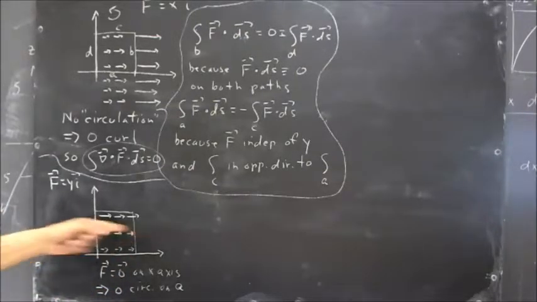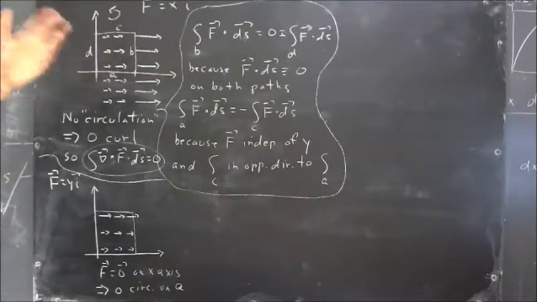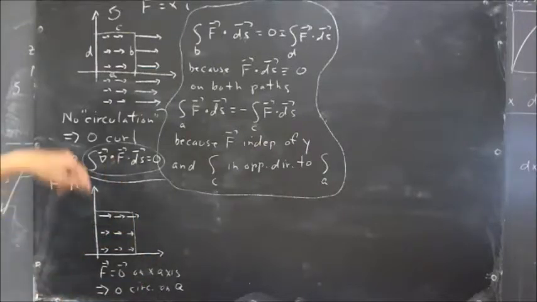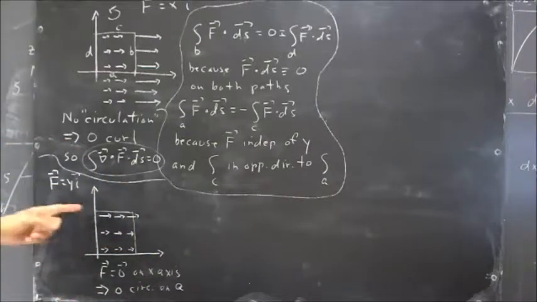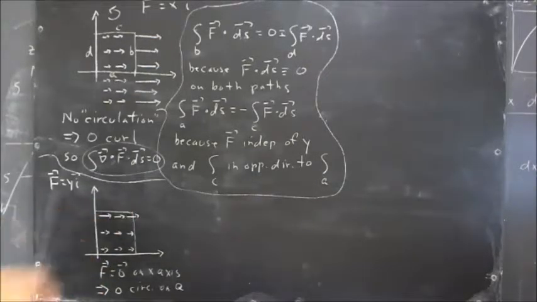Okay, so if F is zero on the x-axis, that means there's zero circulation on A. There's zero circulation on B or D because of the same reasons. You have zero circulation here. The vector has no component in the direction of motion along B or along D. The only place it has any influence is along the top of the rectangle.